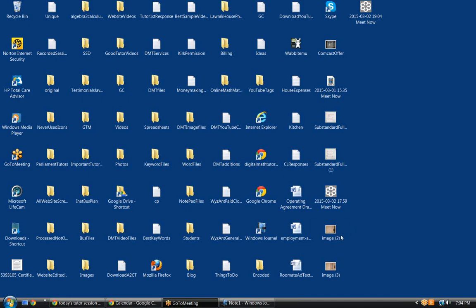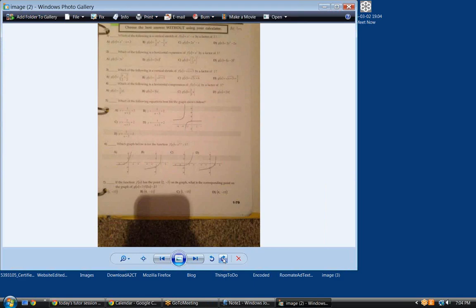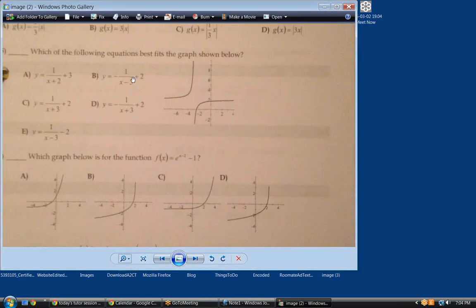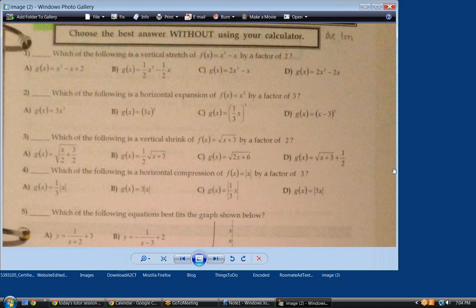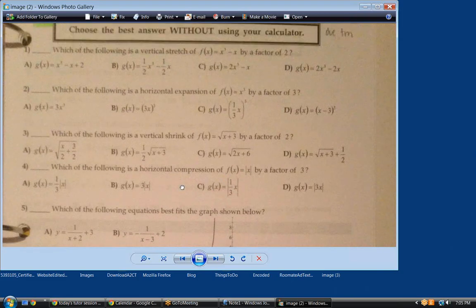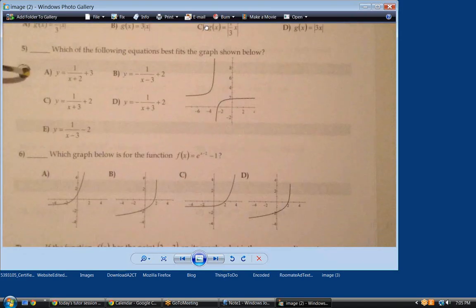Okay. And I got these two images that you sent me. Where would you like to start tonight? I think we could probably start at number 5. You're good with 1 through 4? Yeah, I understand how to do this. Okay.